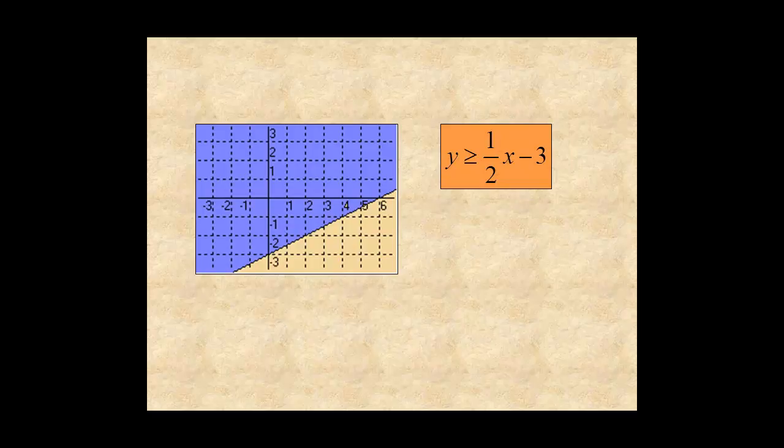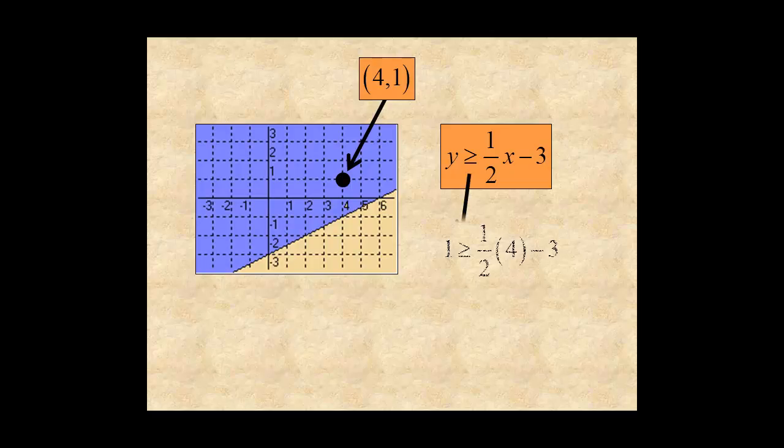For example, if you choose the point (4, 1) in the shaded region above the line and substitute into the inequality, you get 1 is greater than or equal to 1/2 times 4 minus 3. Now 1/2 times 4 minus 3 is 2 minus 3, which is -1. And you have 1 is greater than or equal to -1, which is a true statement. So a point in the shaded region above the line is a solution to the inequality.